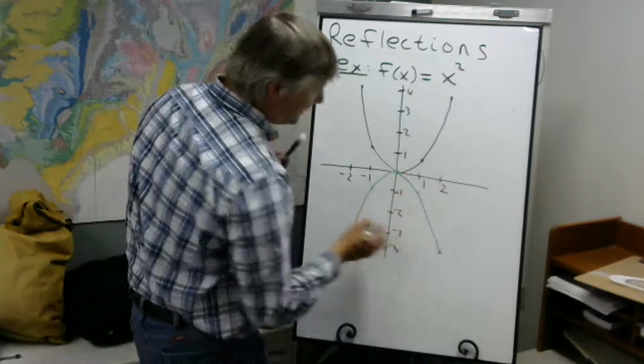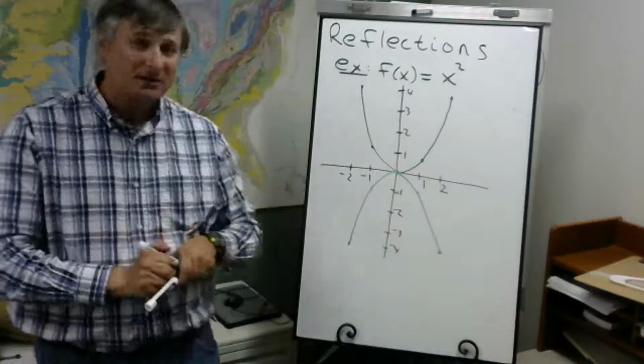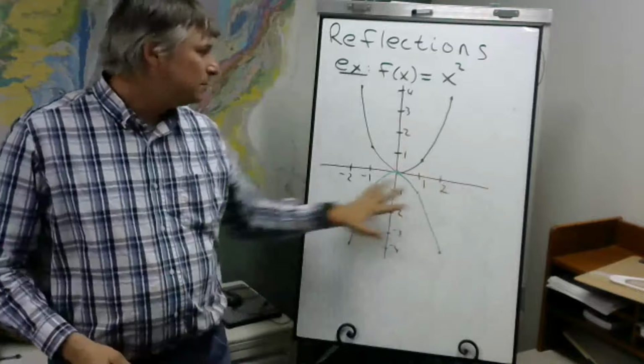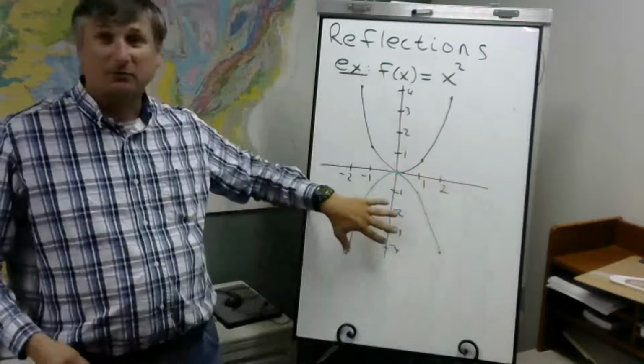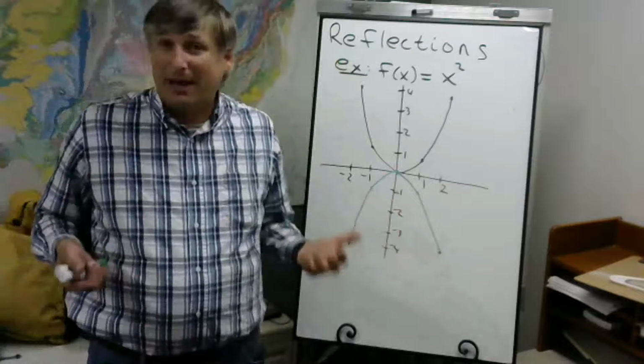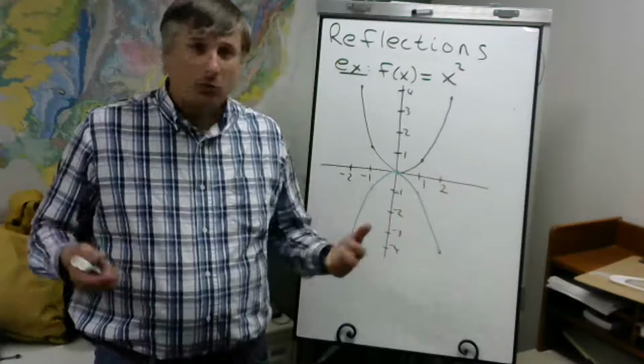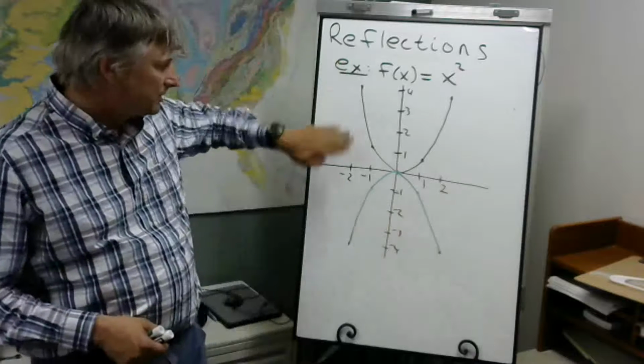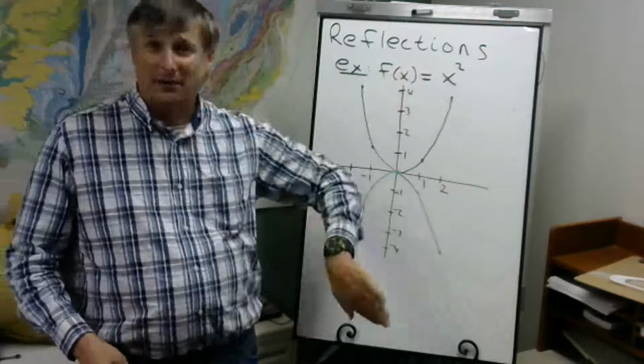So this would be a reflection of this across the x-axis. You can think of this as a pool, and the parabola is looking at its reflection in the pool. But that's how you would do that. You just attach a minus sign to the y-coordinates of the original function. That will flip it across the x-axis.